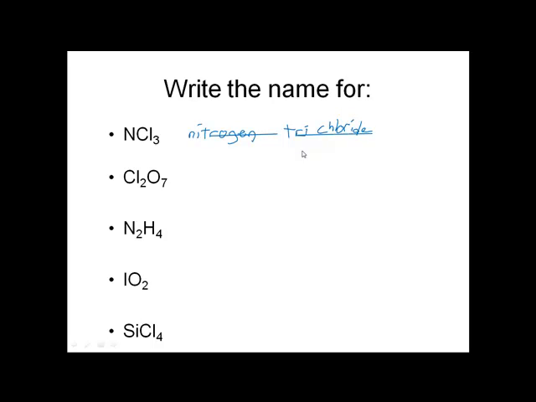You can pause it now. All right, Cl2O7. Dichlorine. And now there's 7 oxygens. Heptoxide.